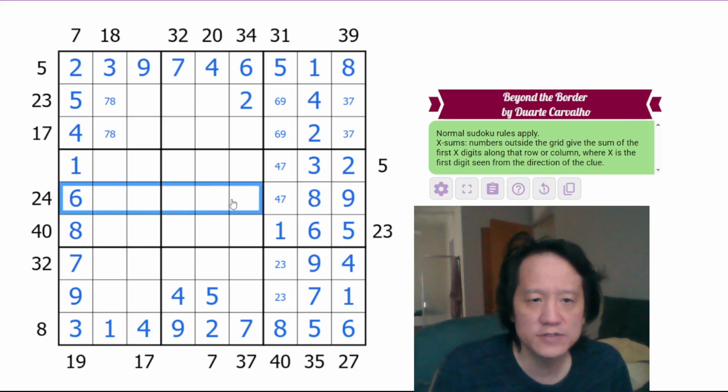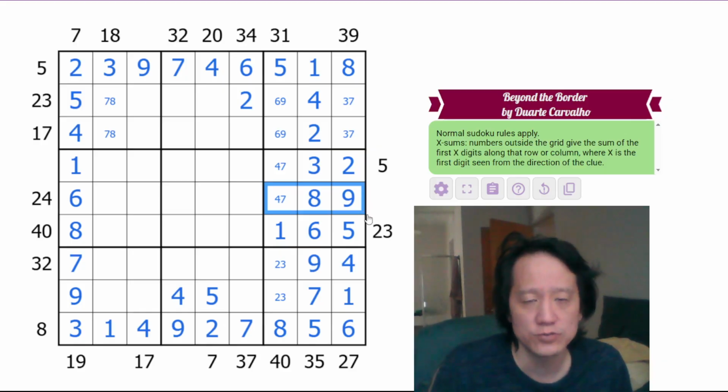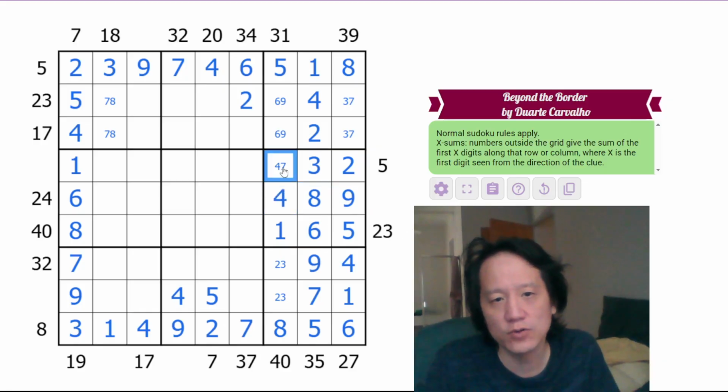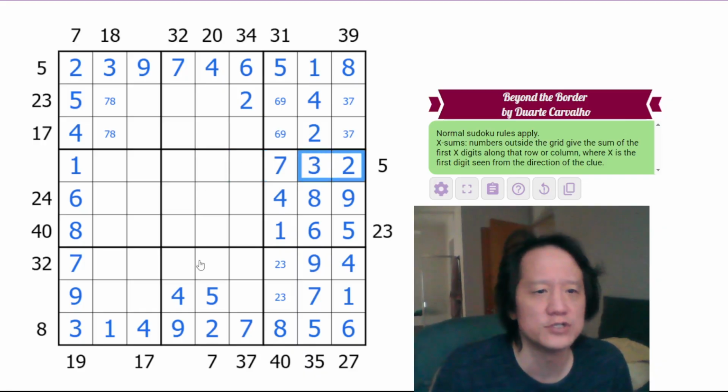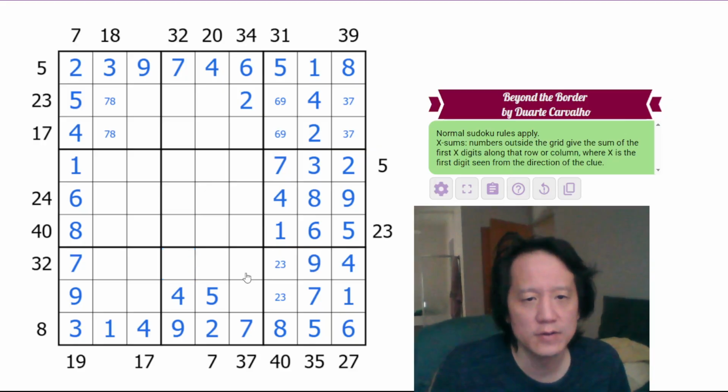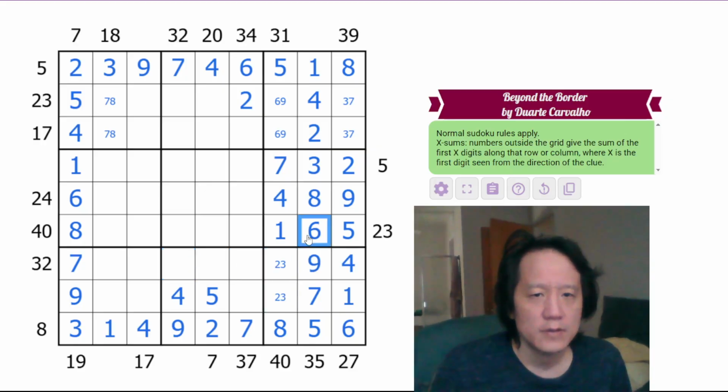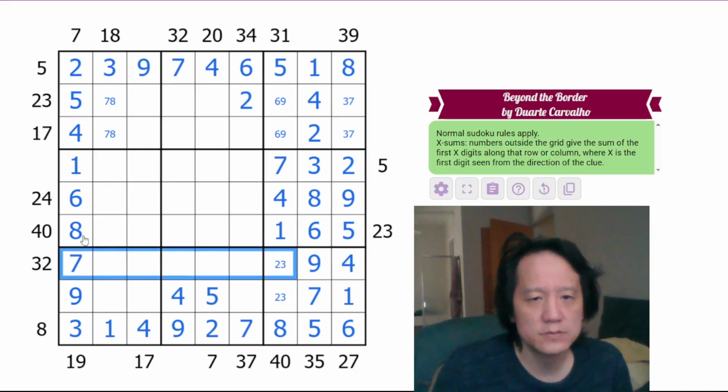The first 6 digits here add up to 24, so the last 3 must add up to 45 minus 24, which is 21. So this has to be 4, that's 7. The first 2 digits here add up to 5. Okay, that's fine. That's done. This is done, essentially. So 2, 3 add up to 5. 2, 5 add up to 7.